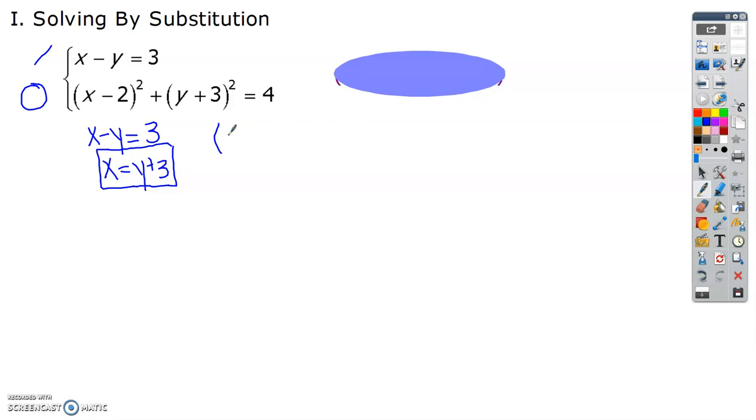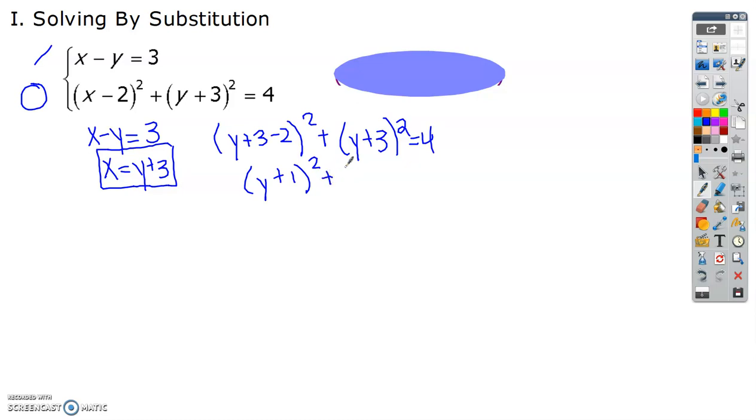So instead of that x, I'm going to write (y plus 3 minus 2) squared plus (y plus 3) squared is 4. That means I really have (y plus 1) squared plus (y plus 3) squared is 4.